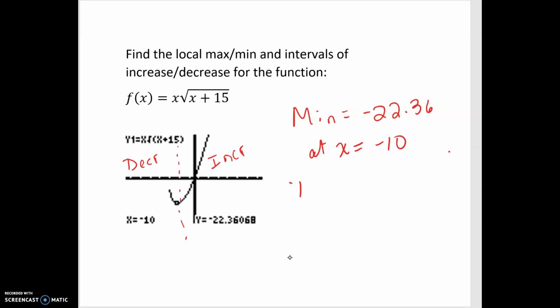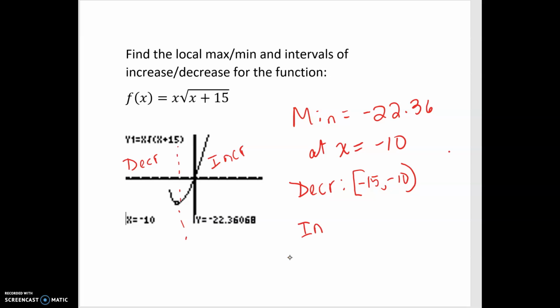So my intervals of decrease are going to be where I start the function. Well, if we look at the domain of this function, we cannot go past negative 15 because remember, what is underneath that square root has to stay positive, or at least not negative. So we're going to start at negative 15 up to the negative 10, and we're not going to include it just because we don't usually include the endpoints on increase and decrease. I did include the negative 15 because that's an actual starting point.